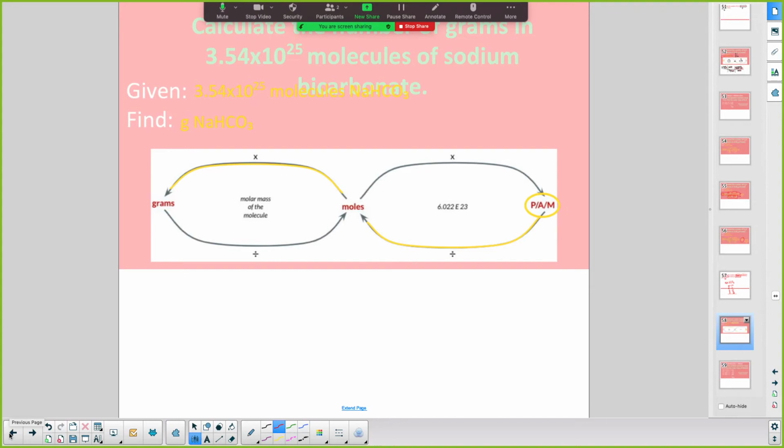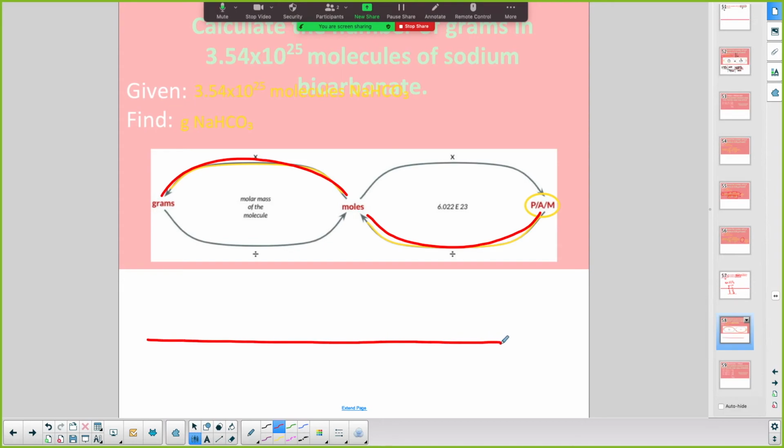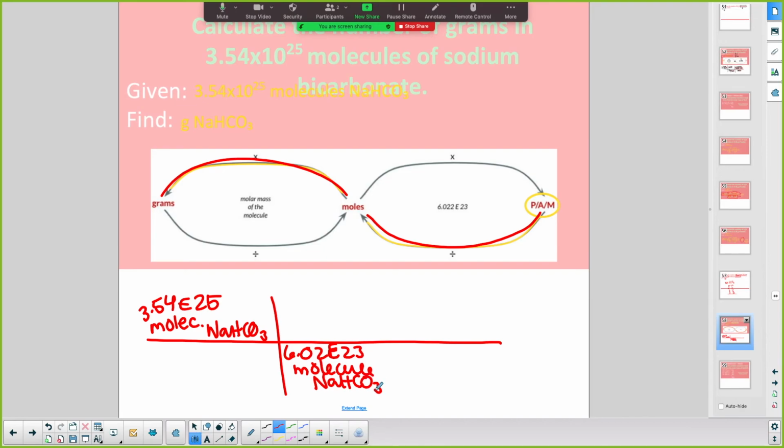So I'm going from molecules to grams. I need 2 paths, right? So let's go ahead and draw this out. What did they give me? 3.54 E25 molecules of NaHCO3. All right, and my first step is to go what? Top or bottom? Bottom. Bottom, and I need to put what? 6.02 E23. 6.02 or 6.022, same thing, just rounded different. Because there's that many molecules in what? 1 mole. 1 mole of NaHCO3, sodium bicarbonate.